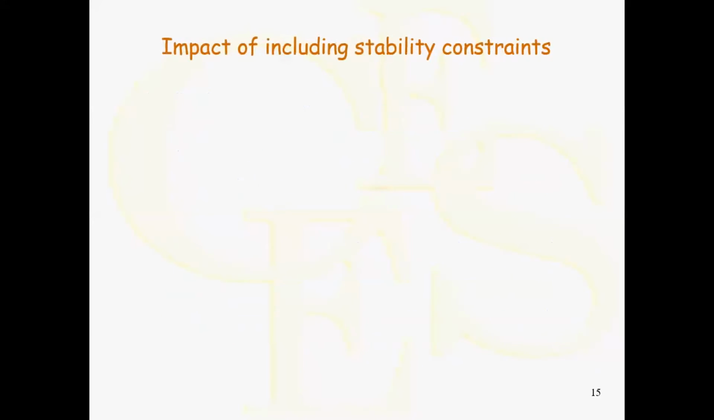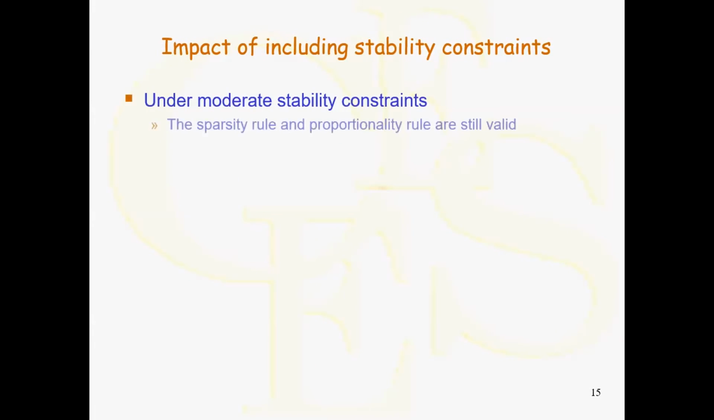So note that the above results are obtained by ignoring the stability constraint. So now let's discuss the impact of including the stability constraint. We find that these two rules are still valid when adopting a moderate stability constraint. However, if the stability constraint becomes highly conservative, the aforementioned two rules no longer hold.